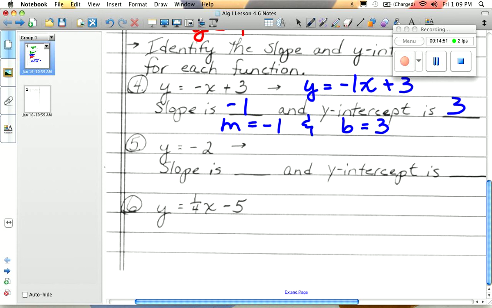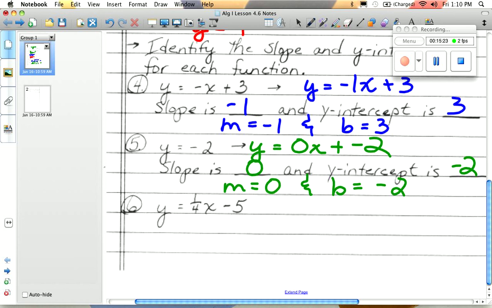How could that be rewritten? What was that before it was cleaned up, in other words? Kenzie, what was it before it was cleaned up? Y equals 0x plus -2. Yeah, before it was cleaned up, it was that. So now that tells us the slope is what? 0. And the y-intercept is -2. We're just going to go straight to, instead of writing the words, writing it as m equals 0, b equals -2.